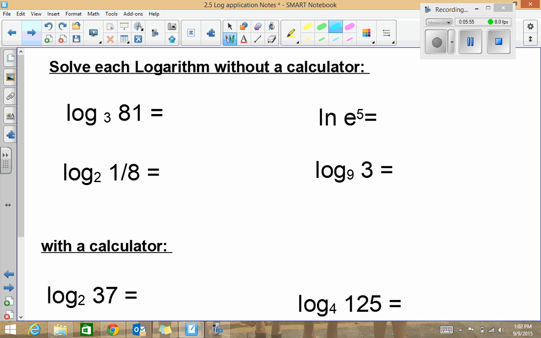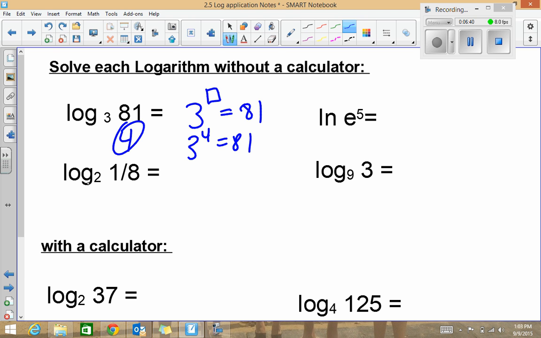Okay, so first let's solve these logs without a calculator. We're going to solve them by changing them to exponents and evaluating them. So, for example, if we say log base 3 of 81, off the top of our heads we may not know what that is. We could use a calculator, but it's easier if you write it as 3 to what power equals 81. And again, the powers of 3 we're pretty familiar with, so 3 times 3 is 9, times 3 is 27, times 3 again is 81. So 3 to the 4th equals 81. So the answer to this is 4. Okay?